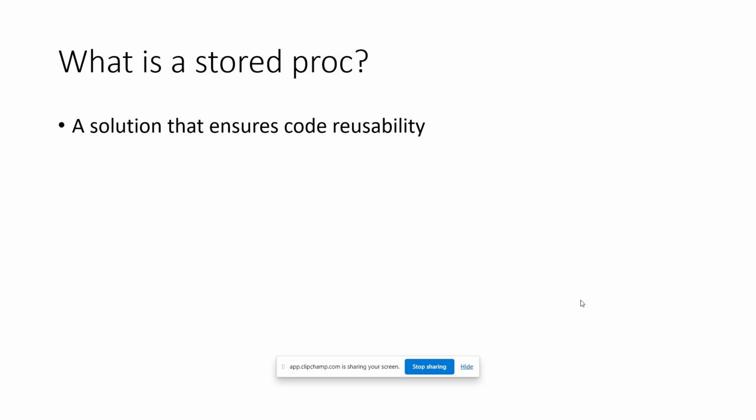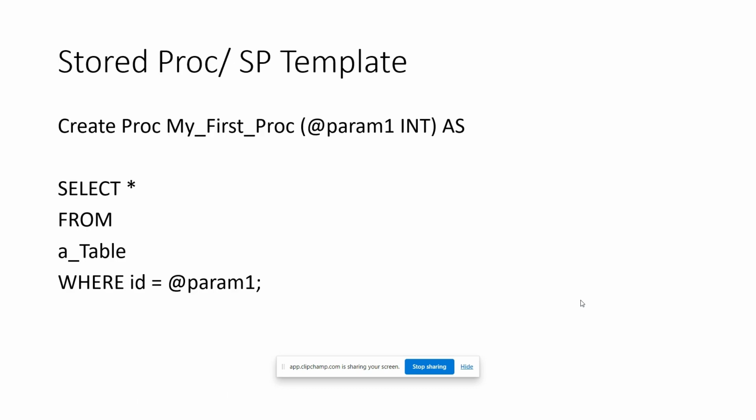This is a system. This is a place that holds the code that we will be reusing again and again. Hope this makes sense. Now, this is a template. It is a very simple template of stored procedure. With the create stored procedure, we start creating the stored procedure.